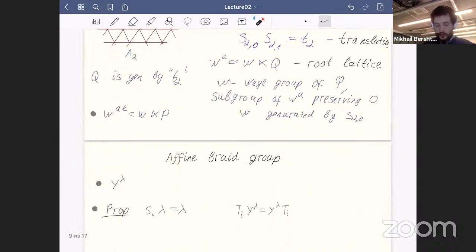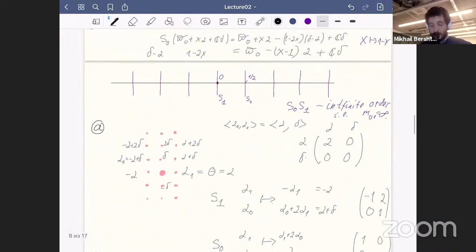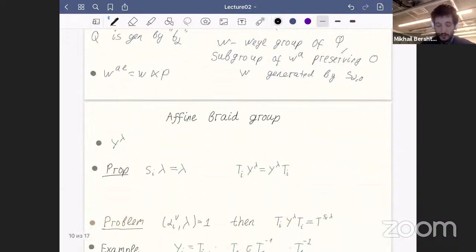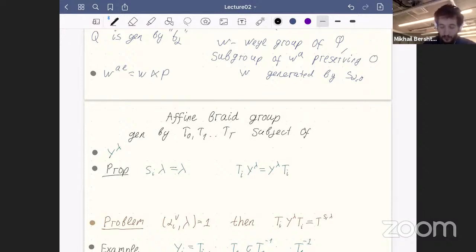And one more notion is the affine braid group, which we will use since, as maybe you remember from last time, there is a braid group action of the quantum group, the elliptic braid group action. So we have to know something about this braid group in the affine setting. The affine braid group is just the group generated by T0, T1, up to Tr, subject to braid relations.